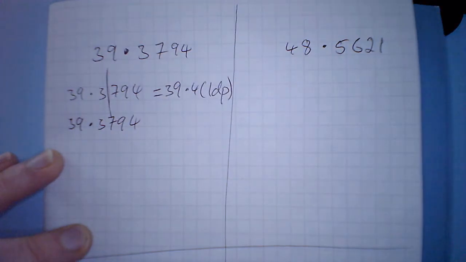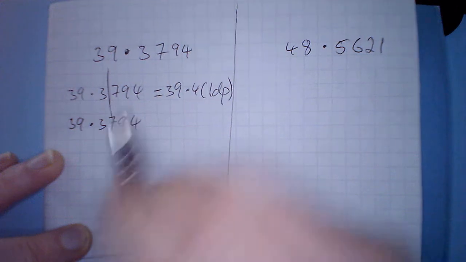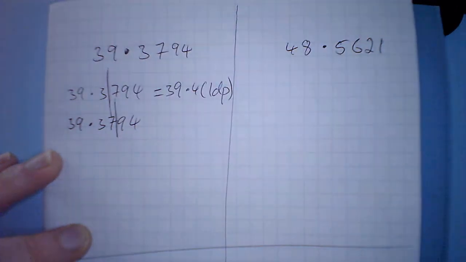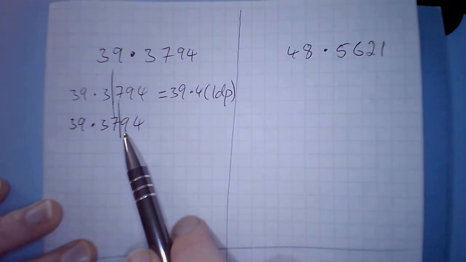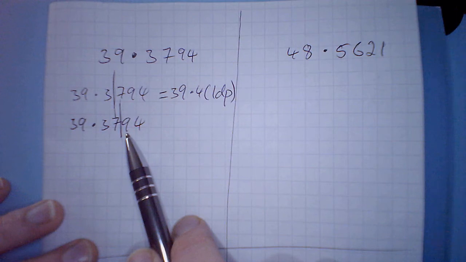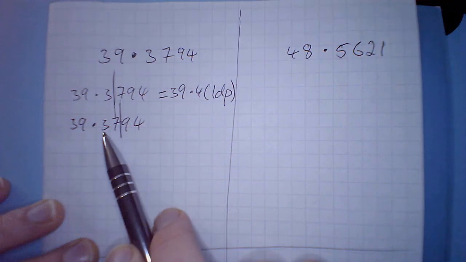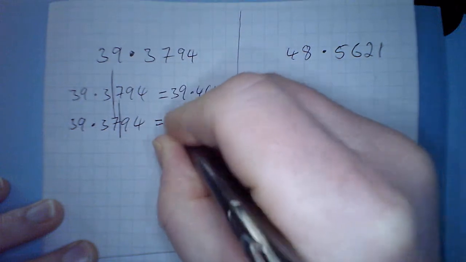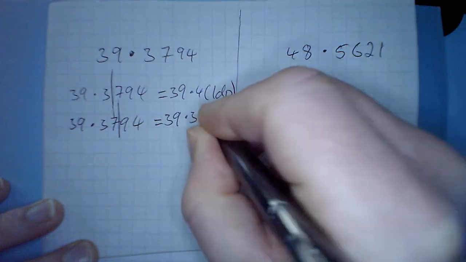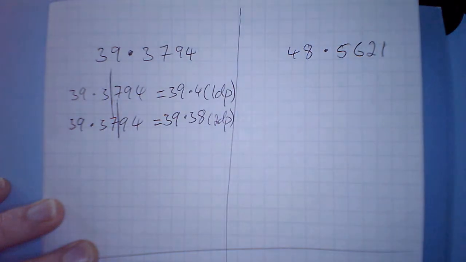39.3794. If I'm rounding to two decimal places, here's my decimal point. I come two places after the decimal, and that's where my imaginary wall line is. I guess it isn't imaginary because I've drawn it. The number to the right of the line, is it 5 or above? Yes, it is. And so that 7 will become an 8. The 3 is unaffected. And so to two decimal places, I get 39.38. And I would write in brackets 2 dp for decimal places.